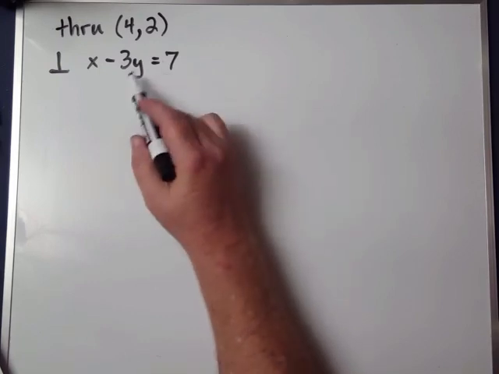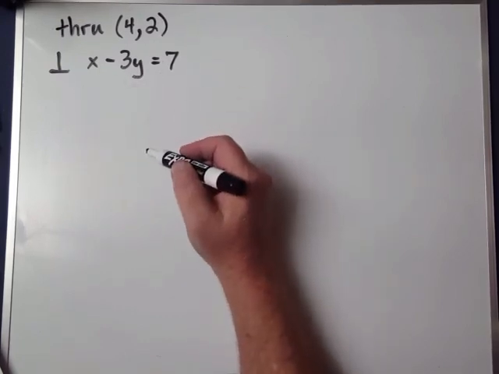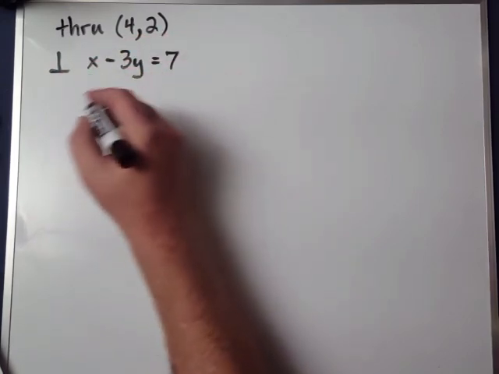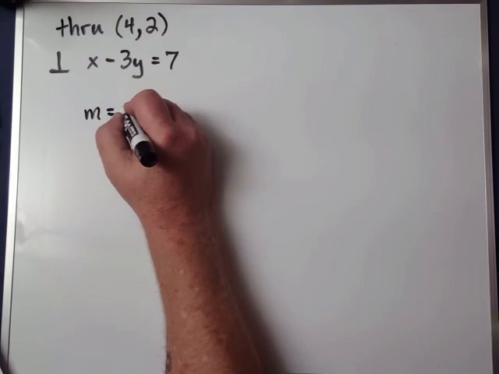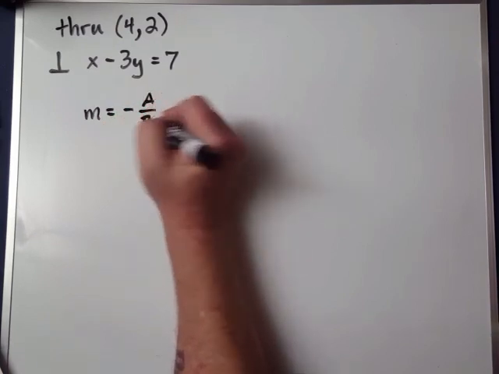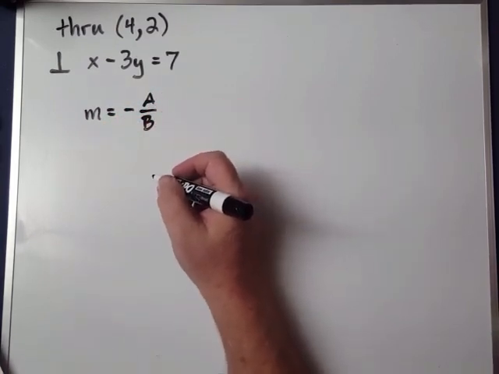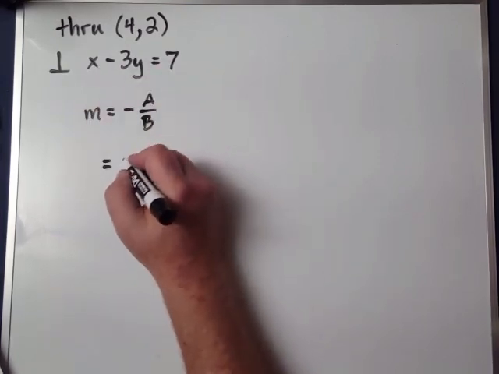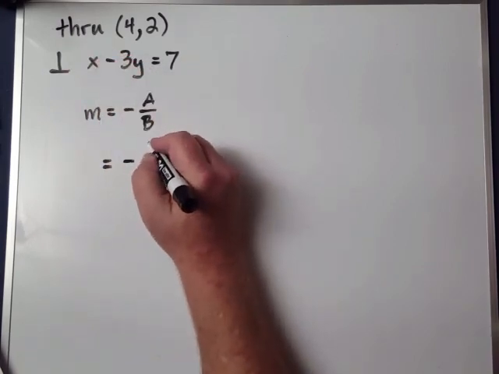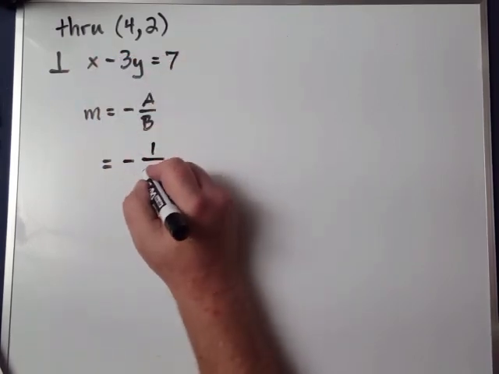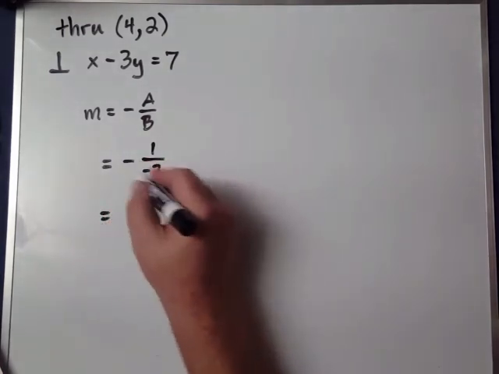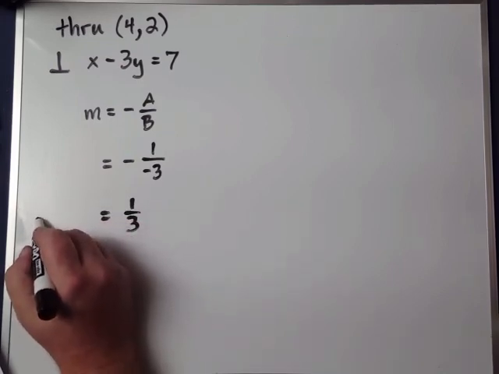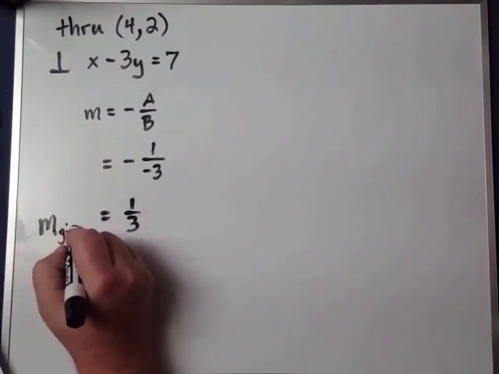Now, in the previous problem, I solved for y, and you're welcome to do that again. But also remember that when an equation is given in standard form like this, perhaps the quickest way to find it is using this blue box that I gave you, -A/B. So the slope of that line is going to be negative. A is 1, the coefficient on x, and B is -3, for a positive 1/3. Okay, this is the slope of the given line.